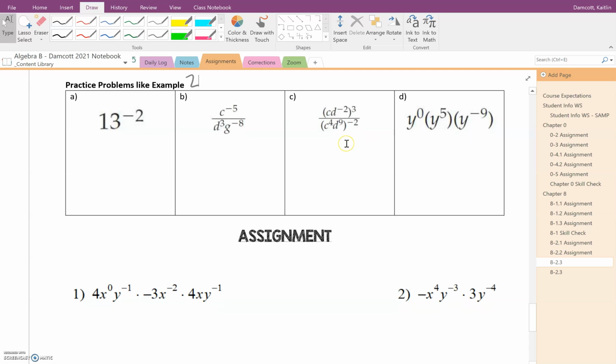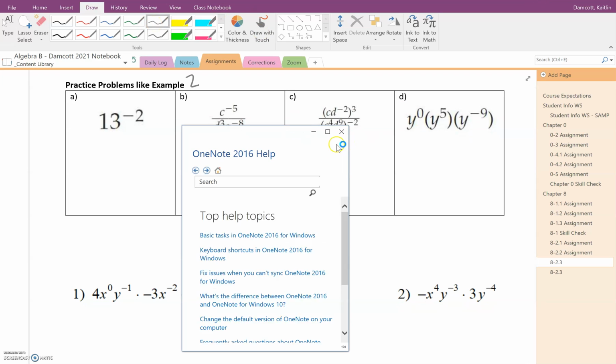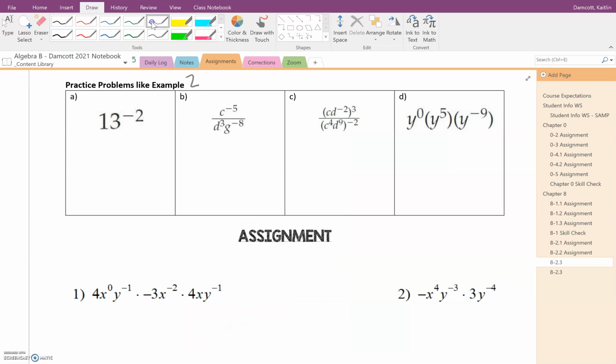So looking at these examples, recall that if it is, what are you doing? Don't connect me to help. I don't want help.